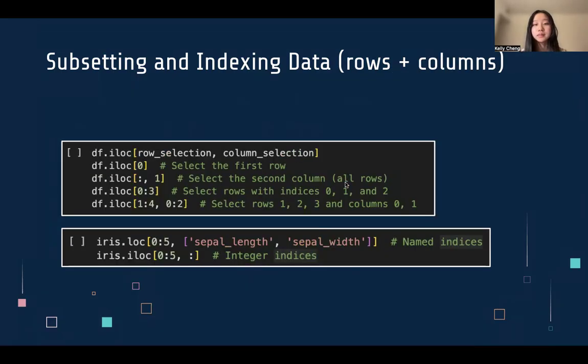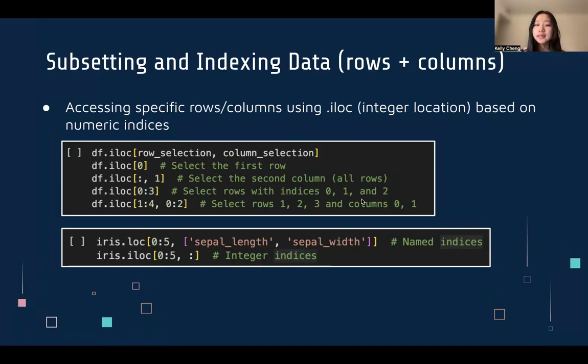Now, what if we wanted to subset and index data with both rows and columns? In this case, we would use .iloc, which is integer location based on numeric indices. In the first line here, we can see the general syntax of how to use .iloc. It would be the name of your data frame, .iloc bracket, and the first value will be your row selection, comma, and then the second value behind the comma will be your column selection. If there's no comma, you can just assume that you're only talking about the row selection.